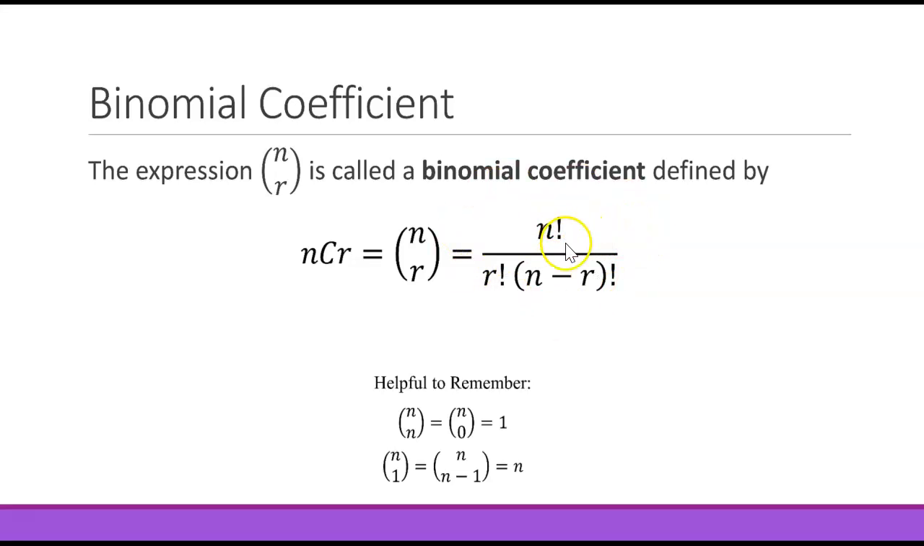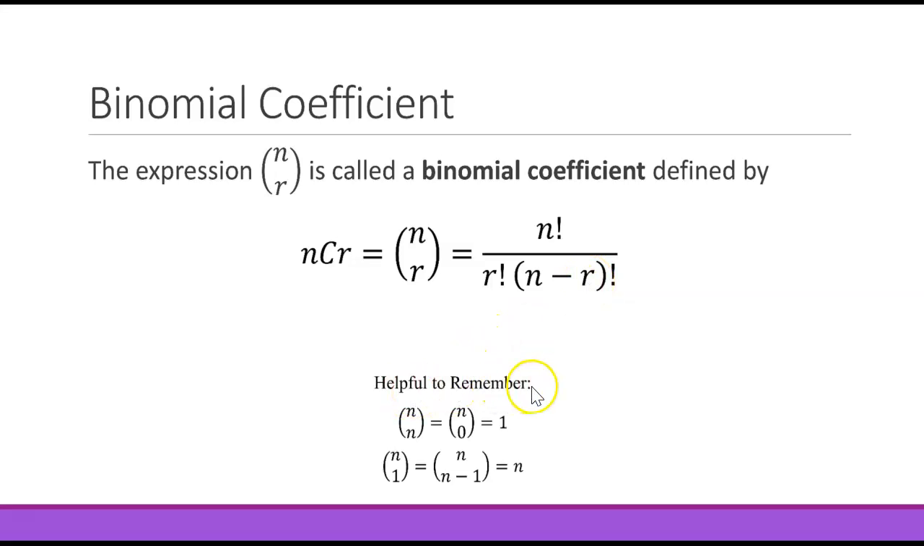So we have n factorial in the numerator, and in the denominator, we have r factorial times the quantity n minus r factorial. So the answer is just going to be a number found by using this formula here, substituting n in here and here, and r in here and here, and then simplifying.